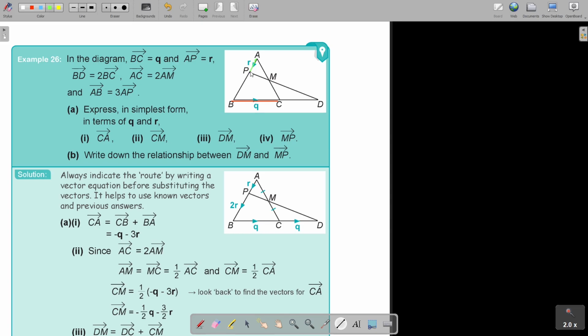Now, they go BD, and then I bring the statements in. BD, where is BD? BD is 2BC. That's enough to help us, because if I know that BC is Q, I know that in this direction this will also be Q. Let's rather make it red. So if you can, fill in on your sketch.